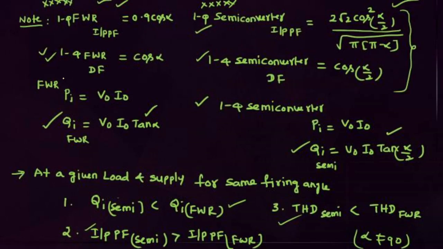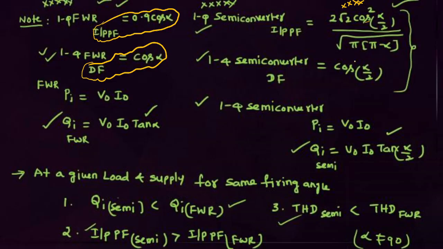And a final observation, with respect to the full wave rectifier and semi-converter: in a single phase full wave rectifier, the input power factor is 0.9 cos alpha, students. But here the input power factor is 2 root 2 cos square alpha by 2 by square root of pi into pi minus alpha. A direct formula question can also be expected. In full wave rectifier, the distortion factor is equal to cos alpha, students. But in this, the distortion factor is cos alpha by 2. In full wave rectifier, active power is V naught I naught, semi-converter also V naught I naught. Reactive power input is V naught I naught tan alpha, but here it is V naught I naught tan alpha by 2.